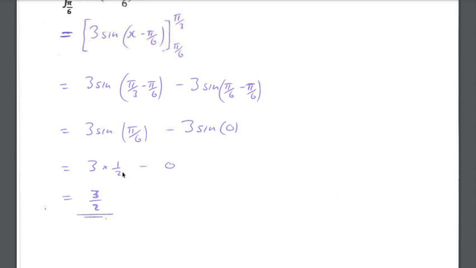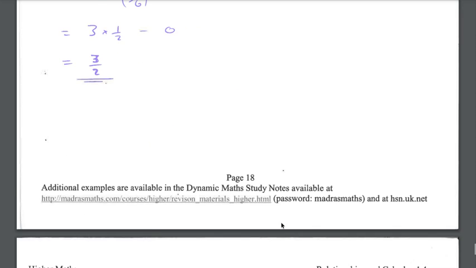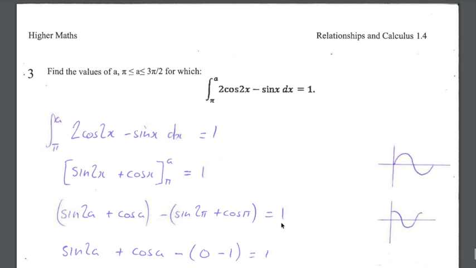So I've basically got 3 multiplied by 1/2 minus 0, which is 3/2. And I will do a separate video for question 3.